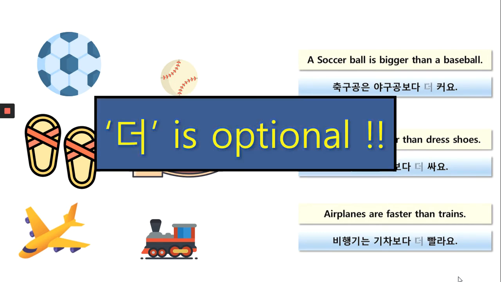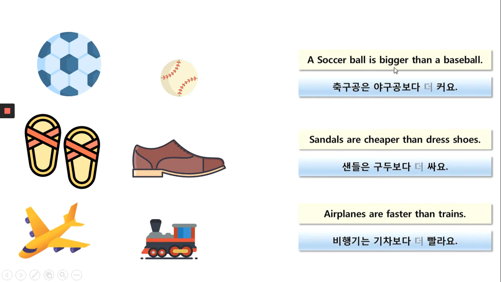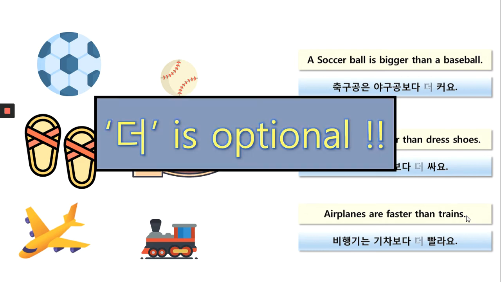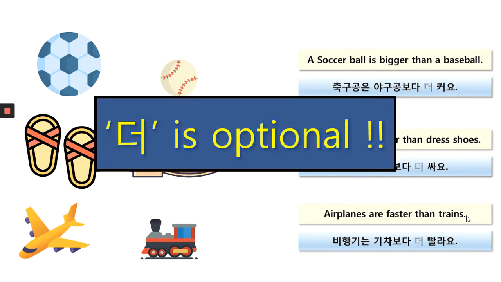더 is optional. One more time: in Korean, when there is "than," whether it is bigger or big, it's the same. For bigger, we can say 더 커요, but even without "more" it is also okay. So in Korean, "a soccer ball is big than a baseball" is okay. It's optional. 축구공, 야구공보다 더 커요. 샌들은 구두, so same. "Sandals are cheap than dress shoes" is also okay. "Airplanes are fast than trains" is also okay. So 더 is optional. What is the meaning of 더? More. So in Korean comparatives, 더, "more," is optional.